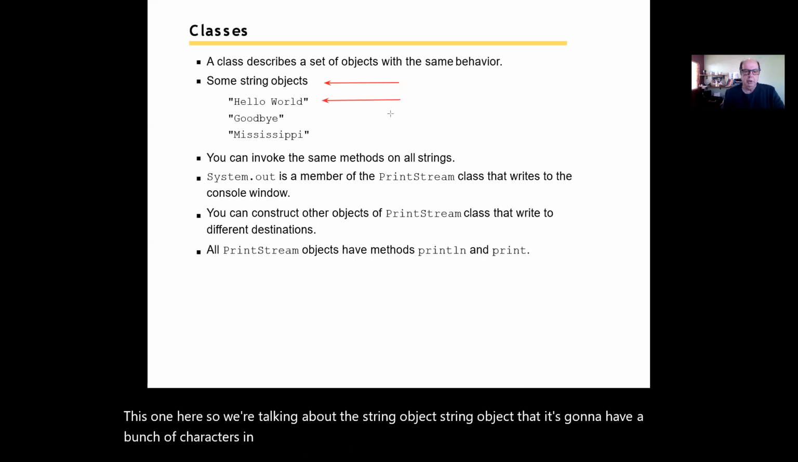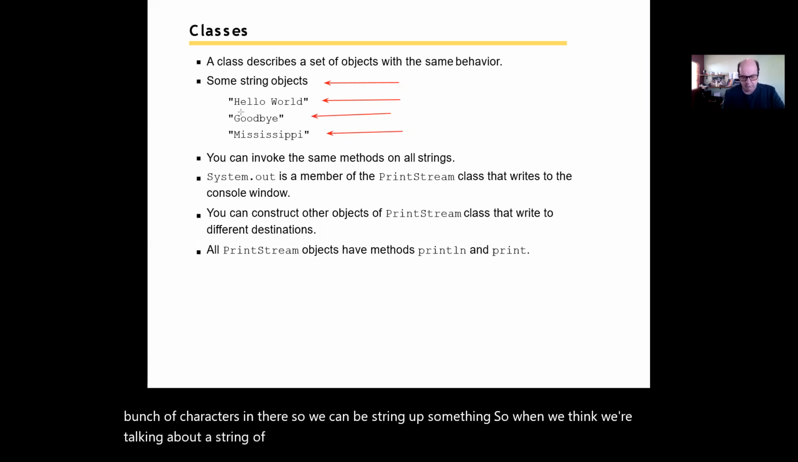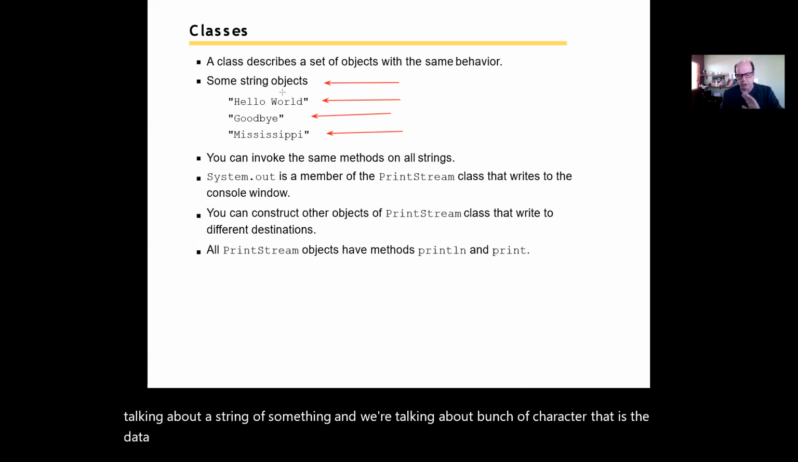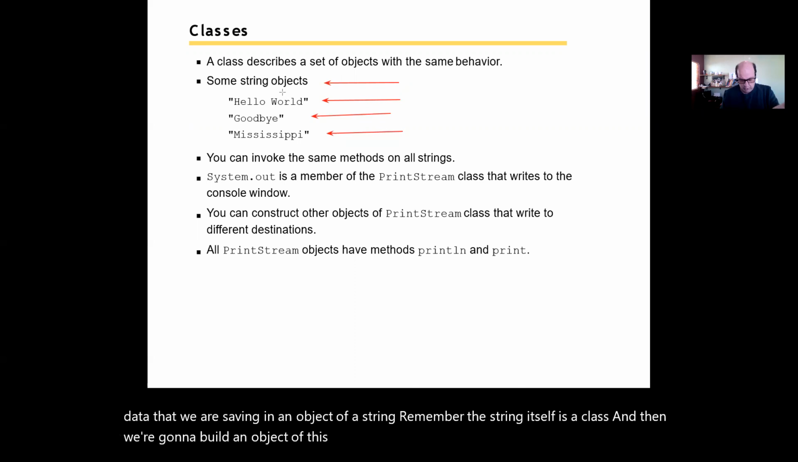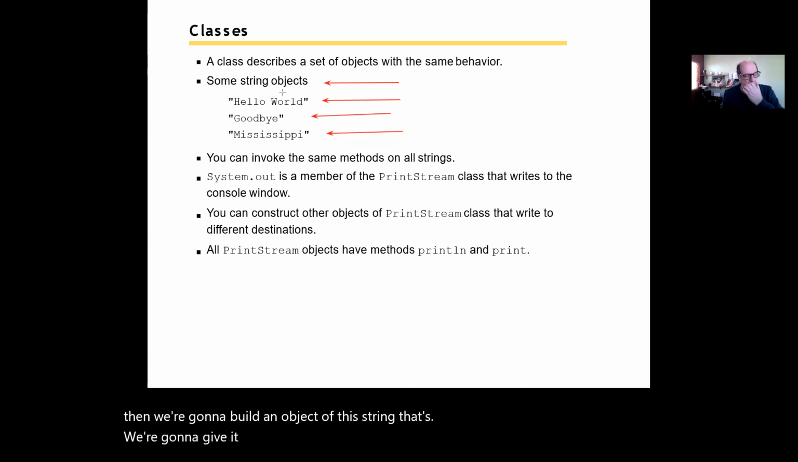So it can be a string of something. When we're talking about a string of something, a bunch of characters, that is the data that we are saving in an object of a string. Remember, the string itself is a class. Then we're going to build an object of this string, give it a name, and it's going to contain this data.